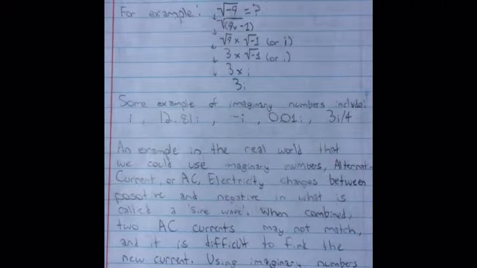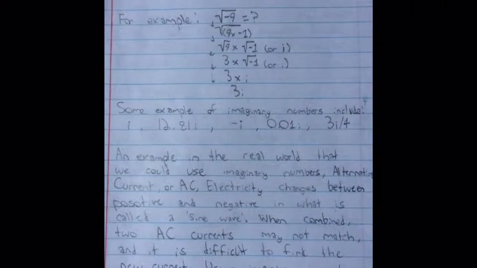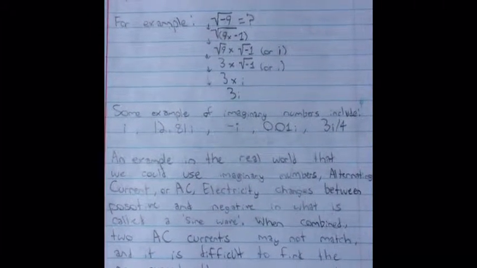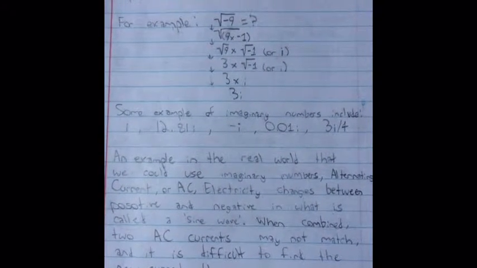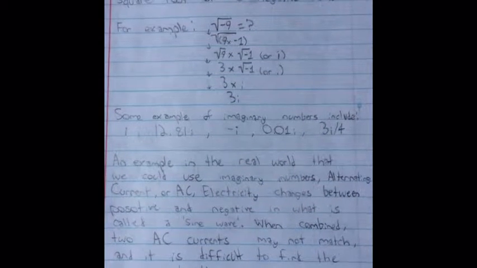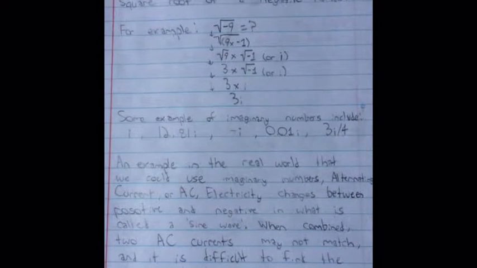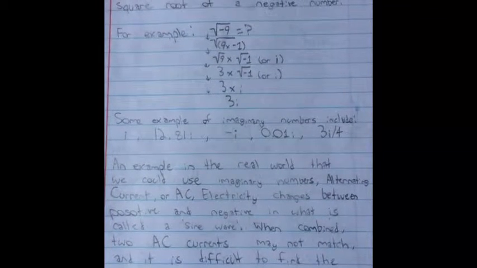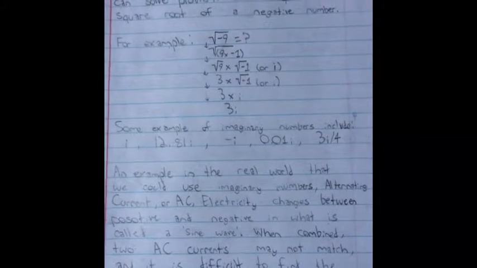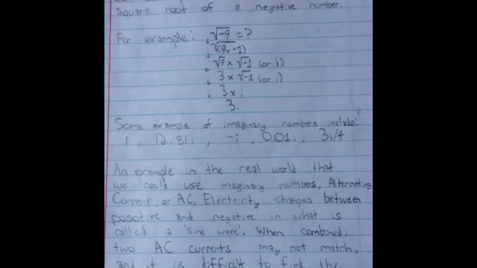I did my video on imaginary numbers. The basis for imaginary numbers is that i is equal to the square root of -1. By accepting that the square root of -1 exists, we can solve problems that require the square root of a negative number. For example, the square root of -9 is the equivalent of the square root of 9 times the square root of -1, which is i.